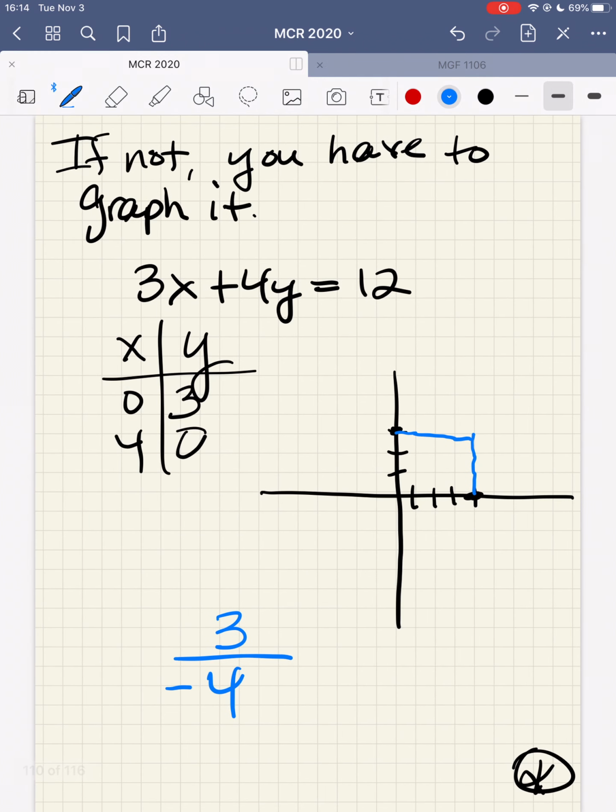Right? So there's a couple different ways you can approach this. I hope you try each problem a couple different ways so you get comfortable with it.